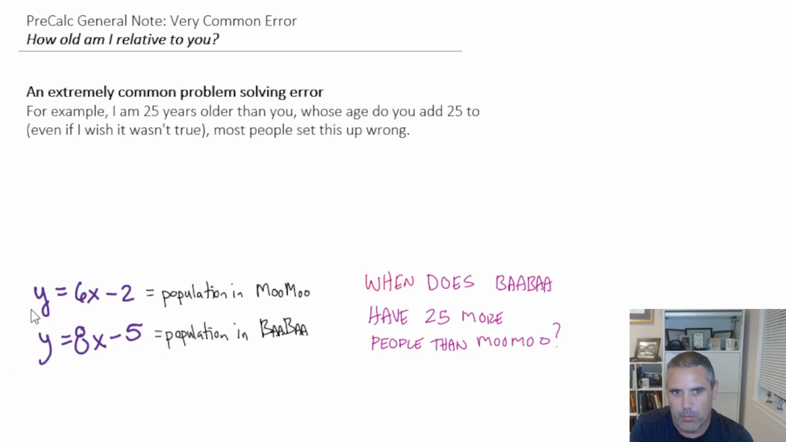There's a problem in the homework that basically says this is the population of one town, and these aren't the exact numbers. I'm calling this town Moo Moo. And this is the population of the town Baba. And the problem says, when does Baba have 25 more people than Moo Moo? And students just sort of don't know what to add. They say, well, Baba is bigger, I'm going to add 25. They get the wrong answer. It's an extremely common mistake. I feel like if you went on the street, more than half the people would set this up wrong.